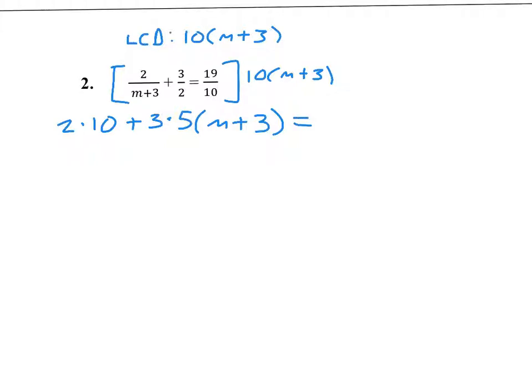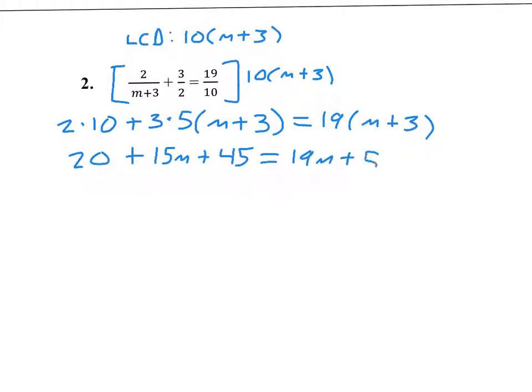And then on the other side, the 10s cancel out. We're left with 19 times m plus 3. 20 plus, I'm going to distribute a 15 to the m plus 3, 15m plus 45 equals 19m plus 57. 15m plus 65 equals 19m plus 57.